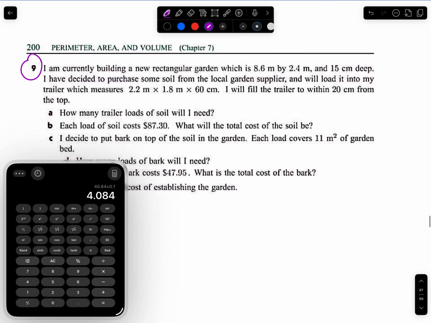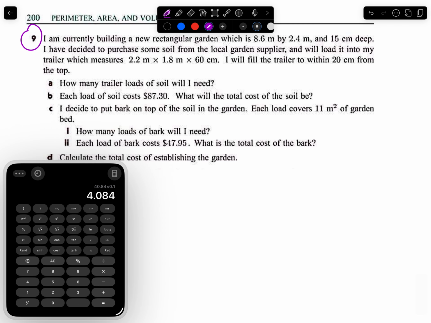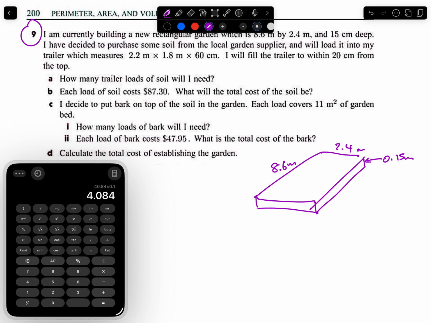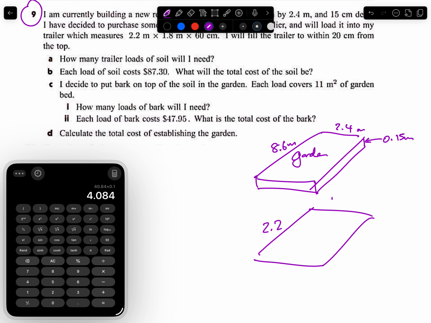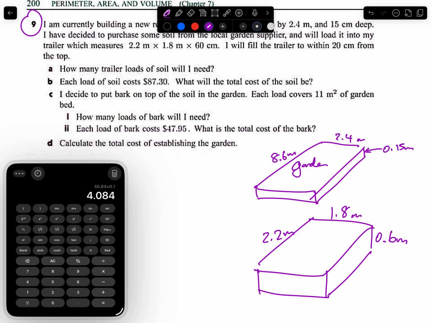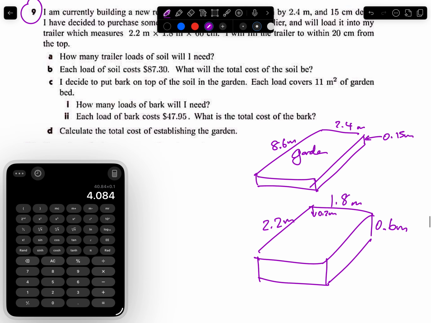That's 3 done. 9, I'm building a rectangular garden, 8.6 meters by 2.4, 15 centimeters deep. Might as well do the centimeters in meters, so it's going to be 0.15 meters deep. I want to buy soil from the local garden. It'll load into my trailer. The trailer is 2.2 by 1.8 by 0.6 meters. I will fill the trailer to within 20 centimeters from the top, so it's going to go down 0.2 meters. How many trailer loads of soil will I need?